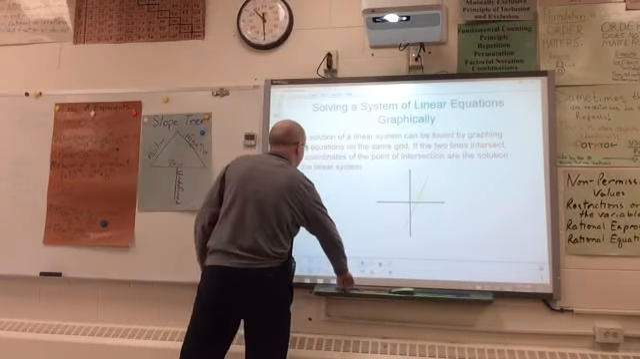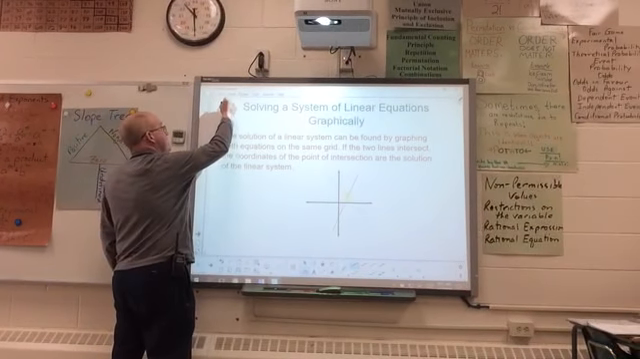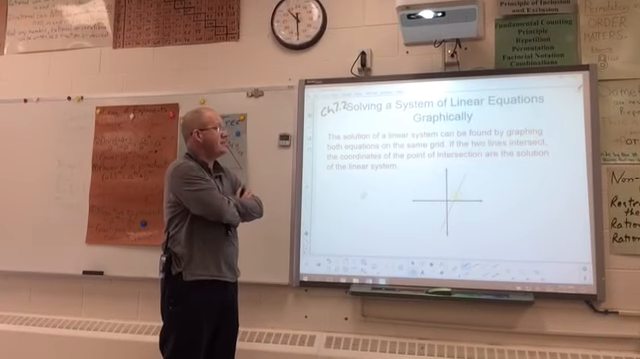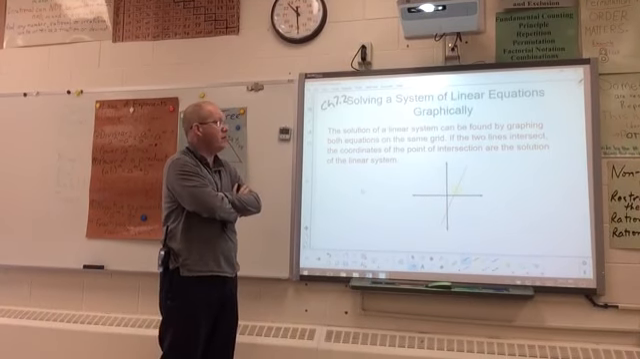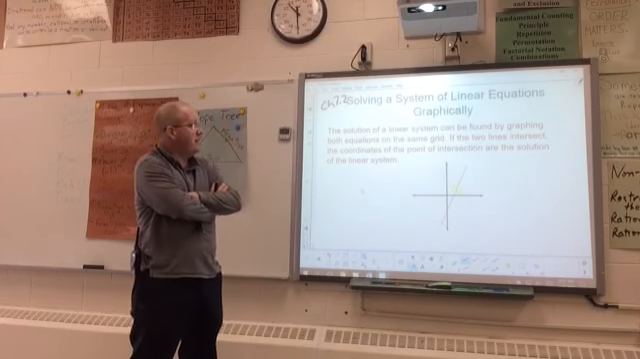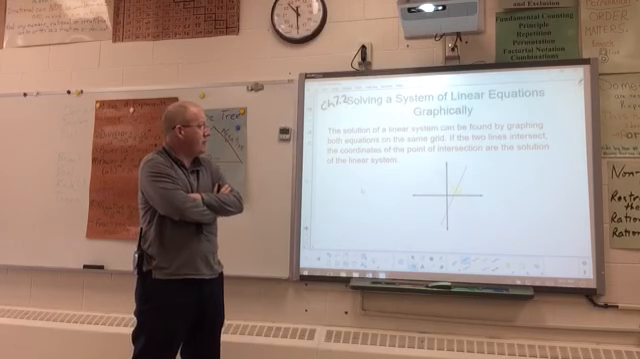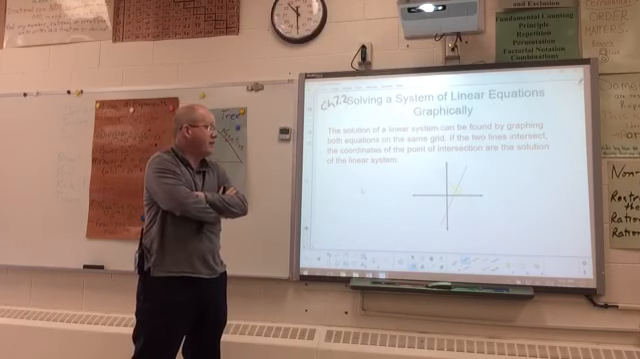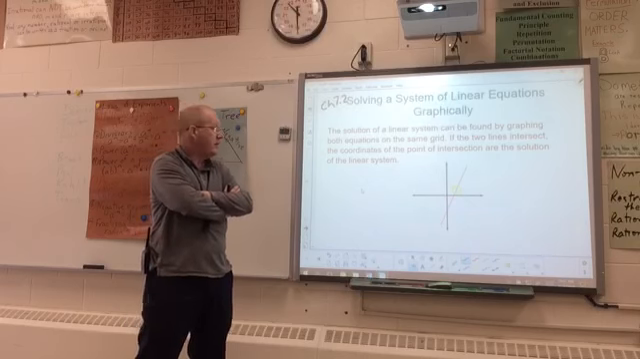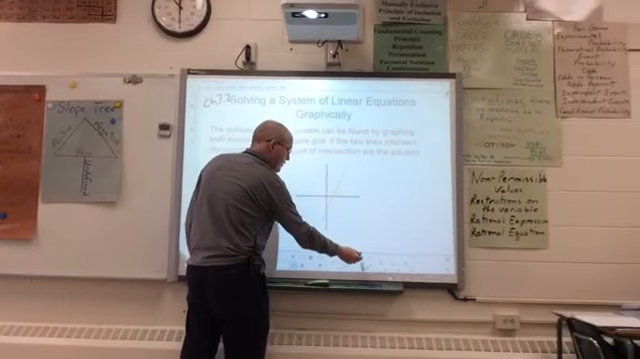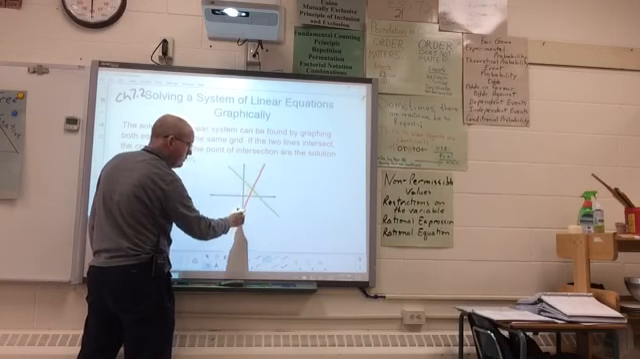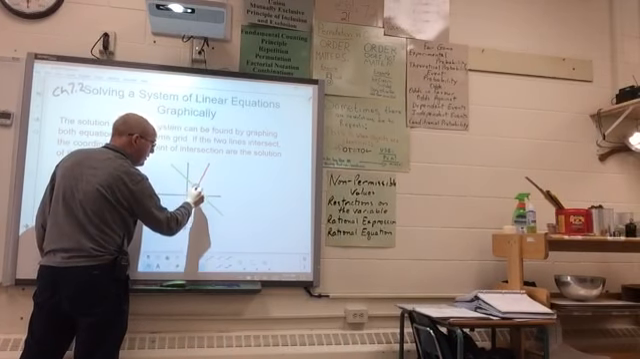Math 10C, chapter 7.2. Solving a system of linear equations graphically. Now, this is today's big idea. The solution of a linear system can be found by graphing both equations on the same grid. If the two lines intersect, the coordinates of the point of intersection are the solution of the linear system. So if I've got two equations, two lines, I should say, this one and this one, where they cross, it's my solution.